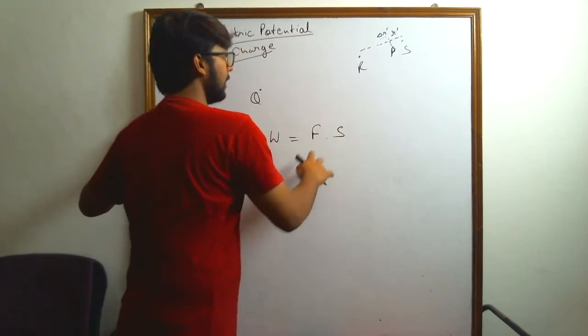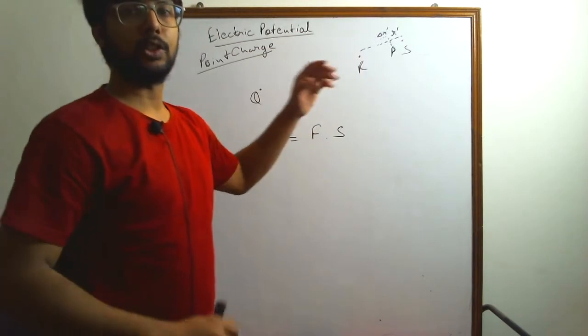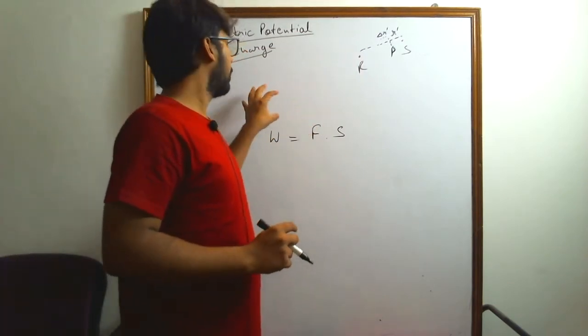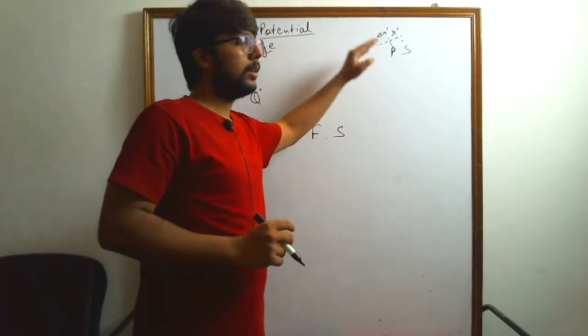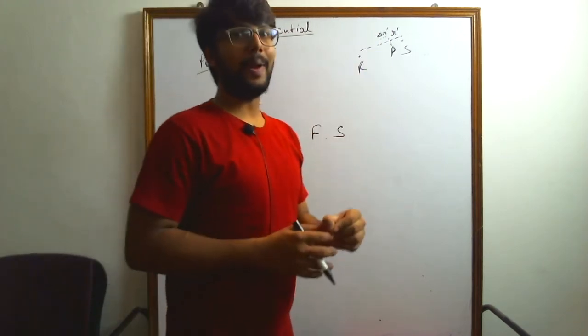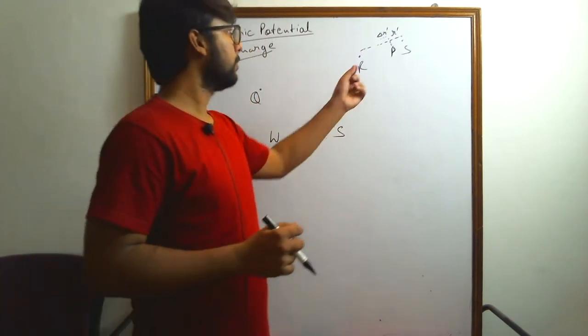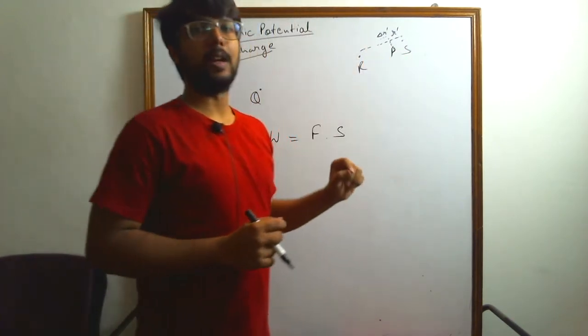dot S. Now I'm assuming that this is at a radial direction. Why can I assume that? Because the work done is a scalar quantity. That means it does not depend on the direction, on the way the work is done.